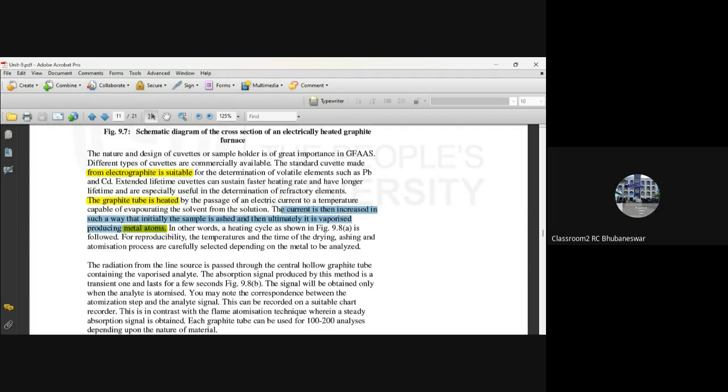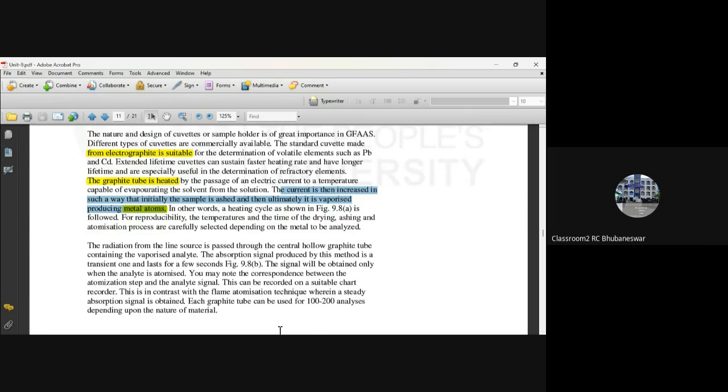So subsequently the atomizer components are helping us to get the metal atoms. Then only you can proceed further, like other spectroscopic tools. On the other hand, a heating cycle is also followed. Okay, heating cycle, what is that? I'll just show you. The reproducibility.